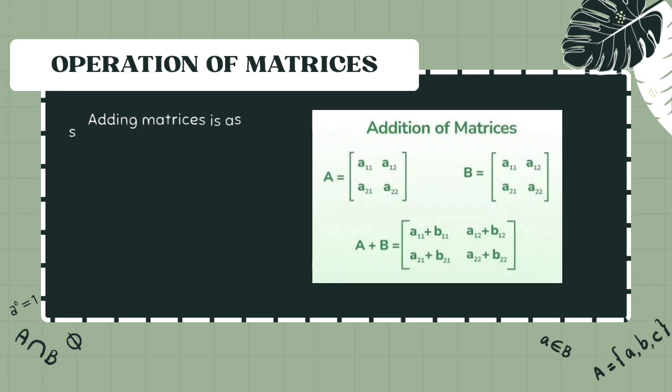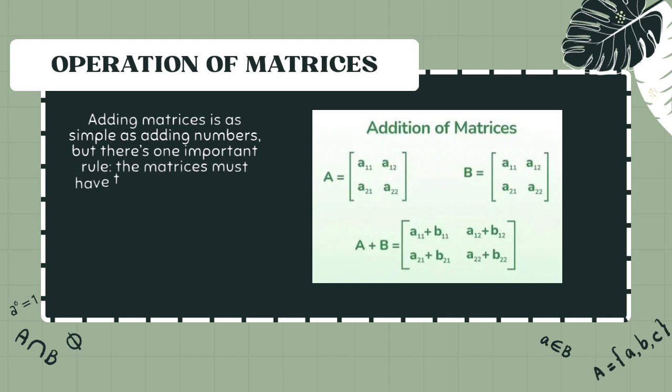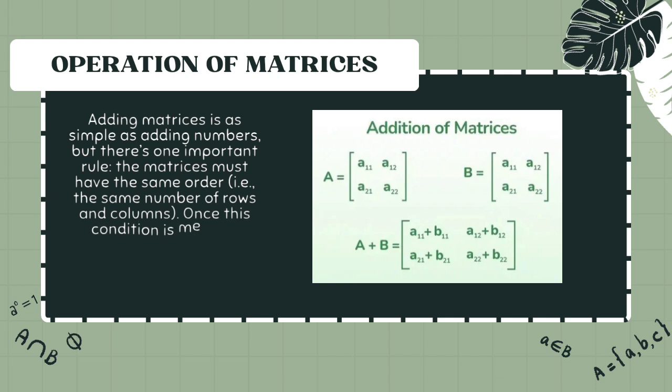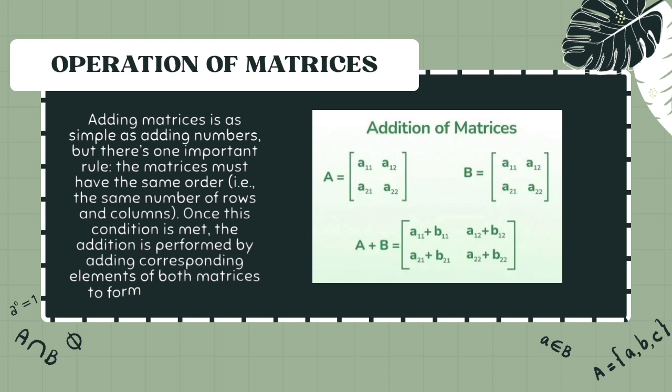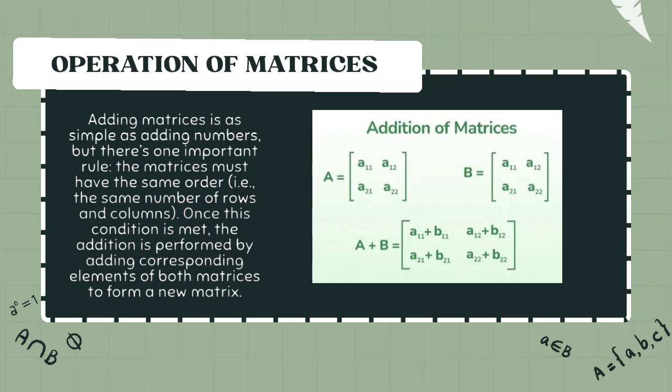Operation of matrices. Adding matrices is as simple as adding numbers, but there's one important rule. The matrices must have the same order, i.e., the same number of rows and columns. Once this condition is met, the addition is performed by adding corresponding elements of both matrices to form a new matrix. Addition of matrices. A equals a11 a12 a21 a22, B equals b11 b12 b21 b22, A plus B equals a11 plus b11, a12 plus b12, a21 plus b21, a22 plus b22.